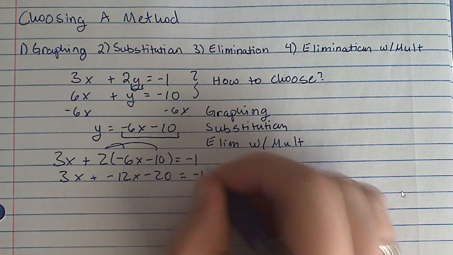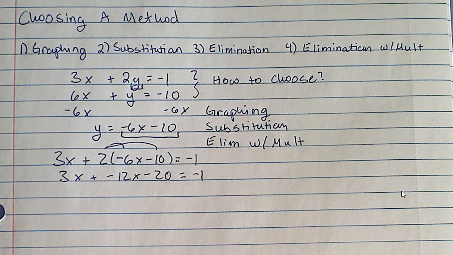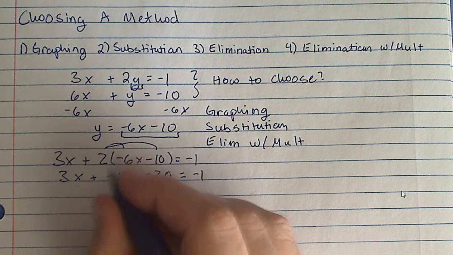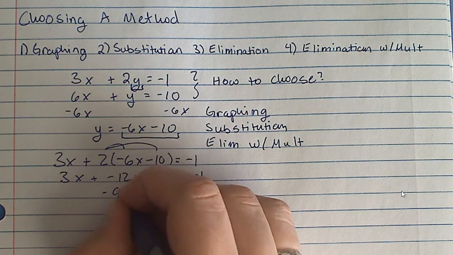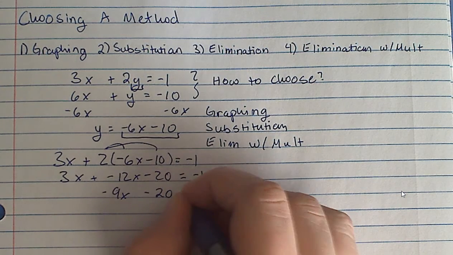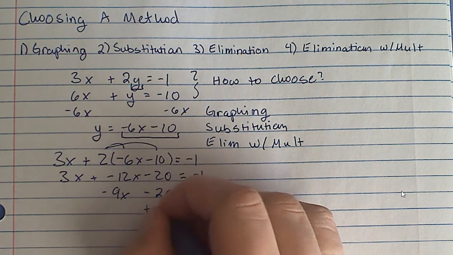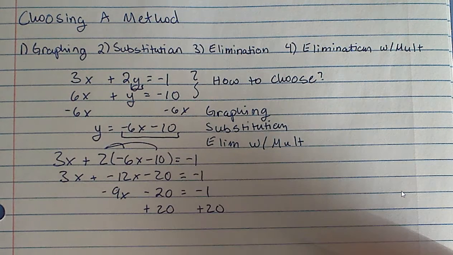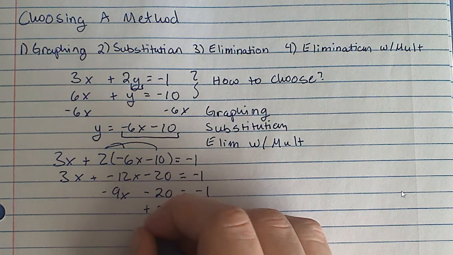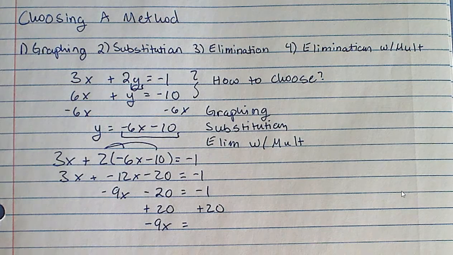Perfect. So now I need to combine like terms. So Tanner, you're still on deck. 3x plus negative 12x. How many x's is that? Negative 9x. So I've got negative 9x minus 20 is equal to negative 1. All right. Rainy, what do I need to do next? To both sides. So plus 20 plus 20. So I get negative 9x is equal to 19.